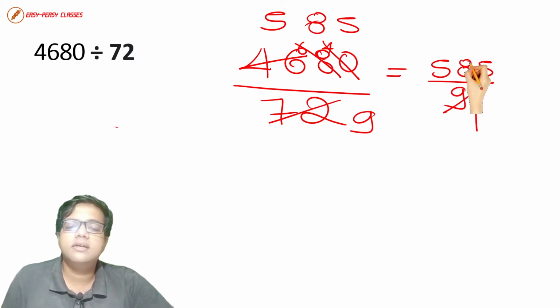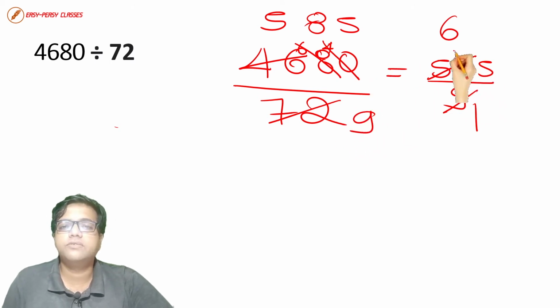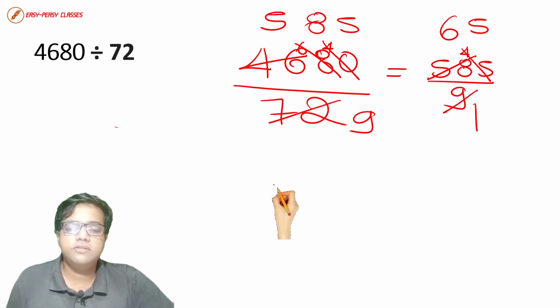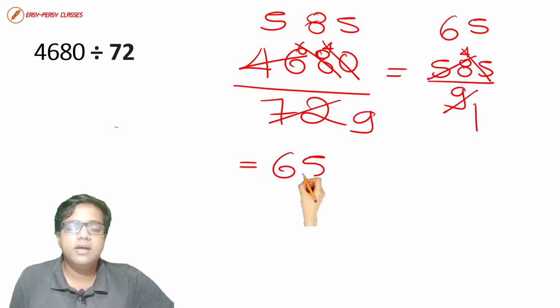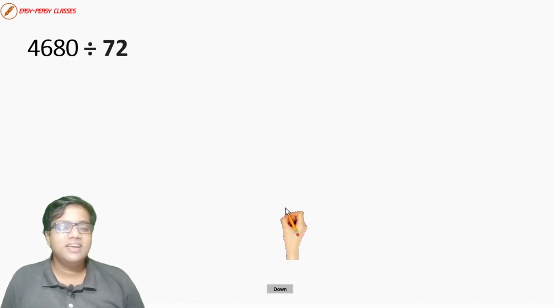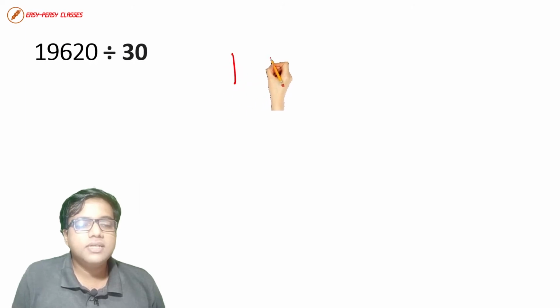9 1s are 9. 9 6s are 54. 58 minus 54 will leave you with remainder 4. 45 is there. 9 5s is 45. So therefore the answer for this question is 65. 65 is the right answer. Okay, let's move ahead.